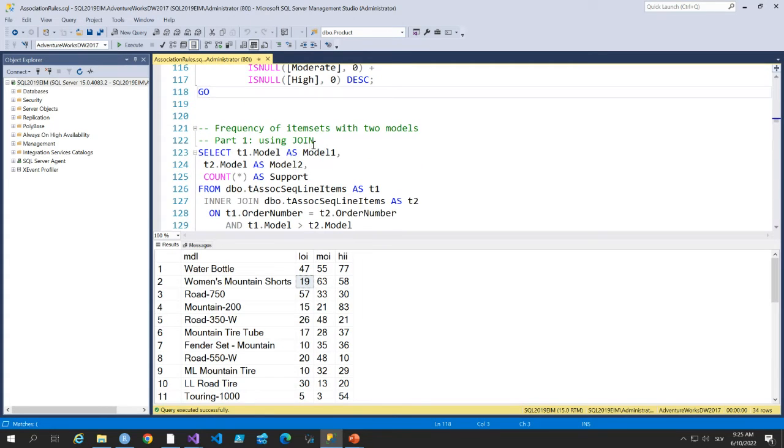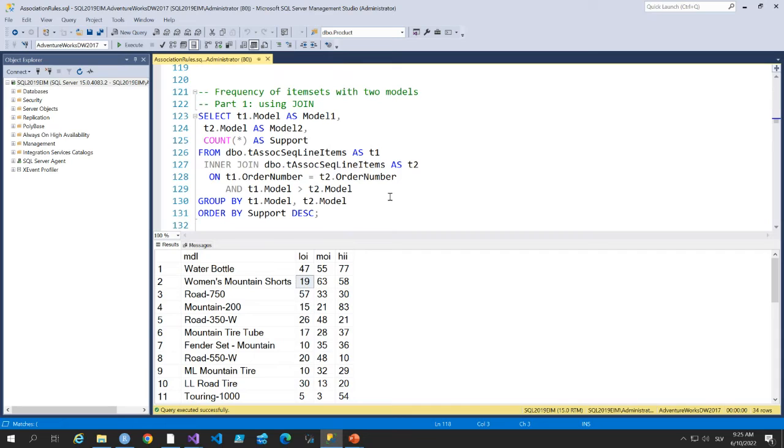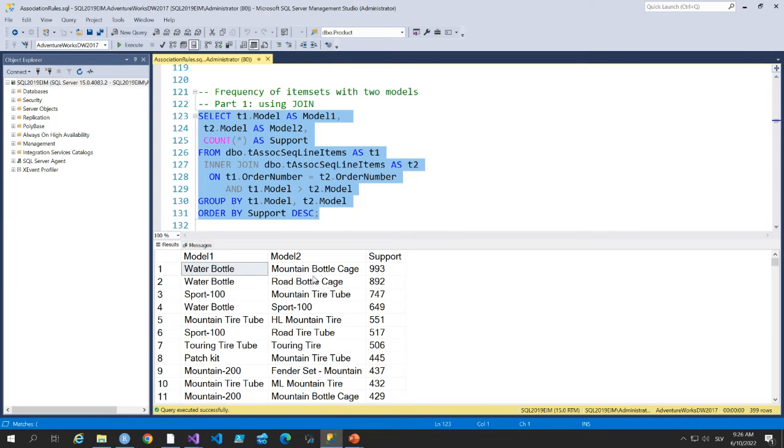Now I'm searching for item sets with two models, and I'm joining line items to themselves, with an equal join on order number, and where model 1 is, let's say, alphabetically greater than model 2. So these are item sets with two models. This is the most popular combination, water bottle, mountain bottle cage. The second most popular is water bottle, road bottle cage.